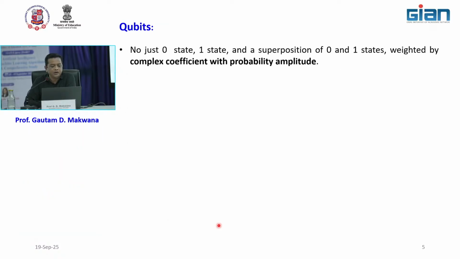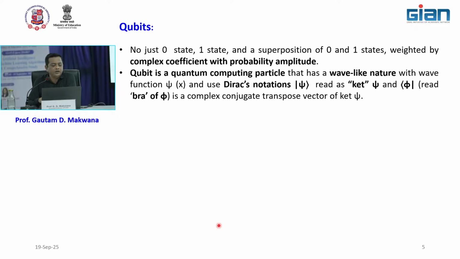Now, what is a qubit? This qubit is not just a zero state and a one state. It is a superposition of the zero and one state, weighted by complex coefficients with the probability amplitude. So here, this zero, one, and combination of zero and one have complex coefficients with probability distributions, and if you sum up the coefficients, it should be 1. Okay, so there is a linear combination of 0 and 1, with complex coefficients with probability amplitudes.